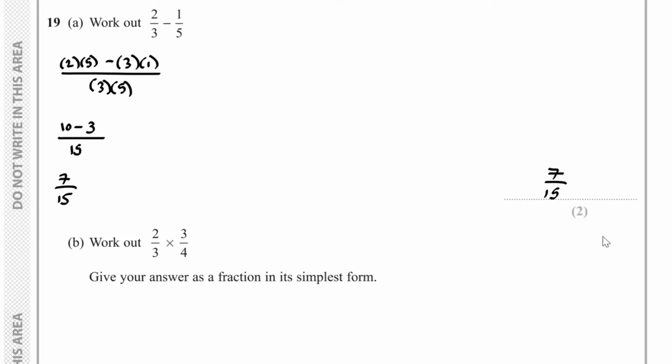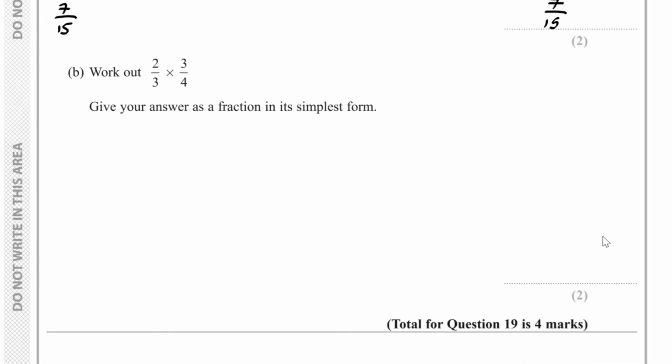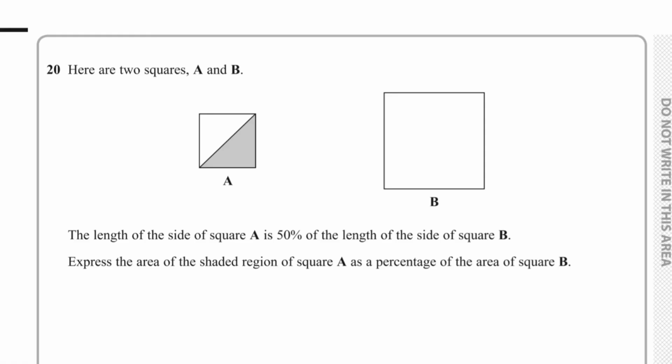For part B of the question, we have to work out 2/3 times 3/4. Well, over here, we multiply the numerators together, 2 times 3 on the top. And on the bottom, we multiply the denominators, 3 times 4. So here we get 6 over 12, which turns out to be 1/2. So here we get 1/2.